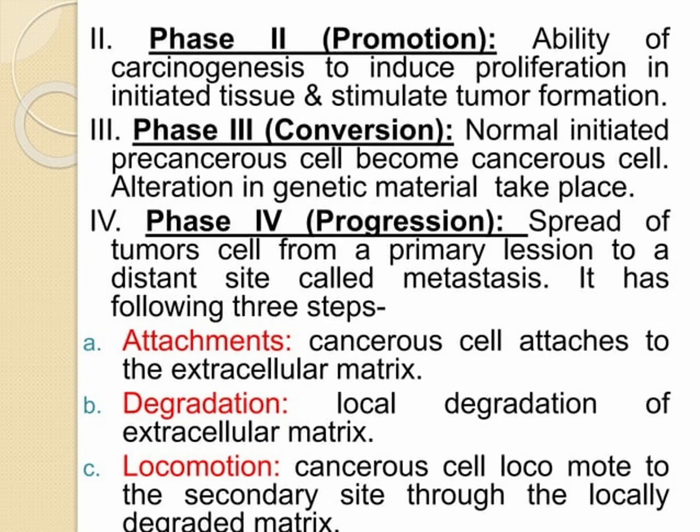Attachment means the cancerous cell attaches to the extracellular matrix. During the degradation phase, there is local degradation of the extracellular matrix. When the cancerous cell attaches to the extracellular matrix in the attachment phase, during the degradation phase that extracellular matrix becomes degraded. Then in the locomotion phase, the cancerous cell locomotes to the secondary site through the locally degraded matrix. So the degraded matrix is already present, and the cancer cell locomotes to the secondary site through it.